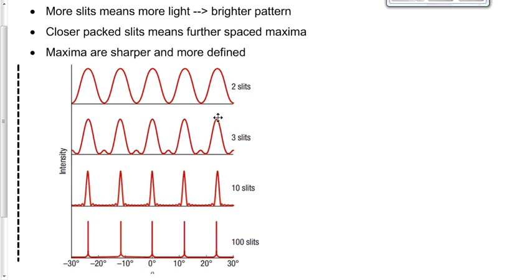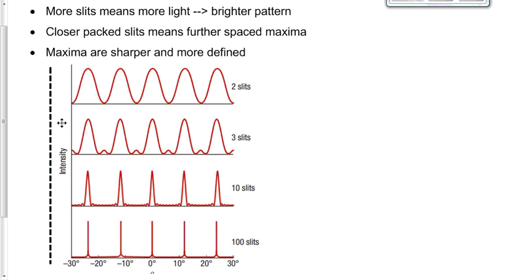So really, really sharp maximum here with 100 slits, and then in between, very, very dark. But just again to show you that it doesn't actually change where the maximums are, but it does change the neighborhood around it.